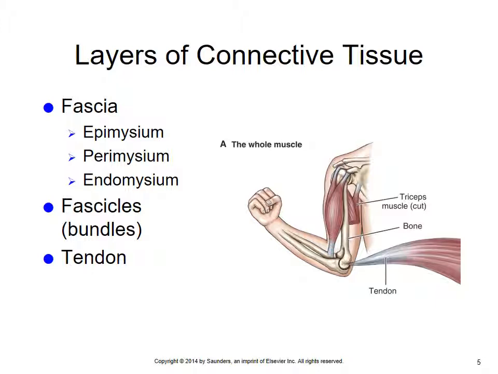Here we see layers of connective tissue. This is a cross-section of the triceps brachii, illustrating the layers of the fascia and the fascicles, or bundles of muscle cells. The fascia tapers into the tendon, which attaches the muscle to the bone. The fascia separates the muscle into compartments, and injury can cause compartment syndrome.